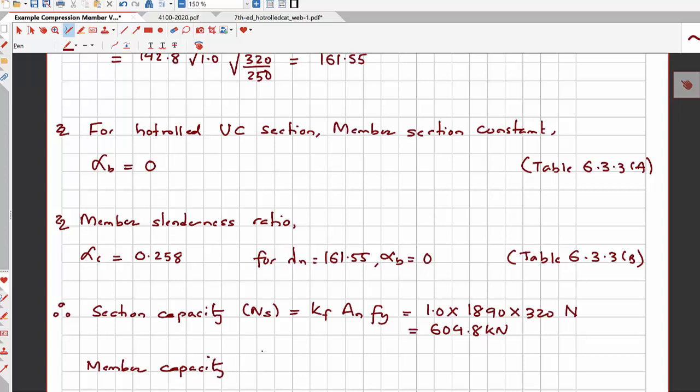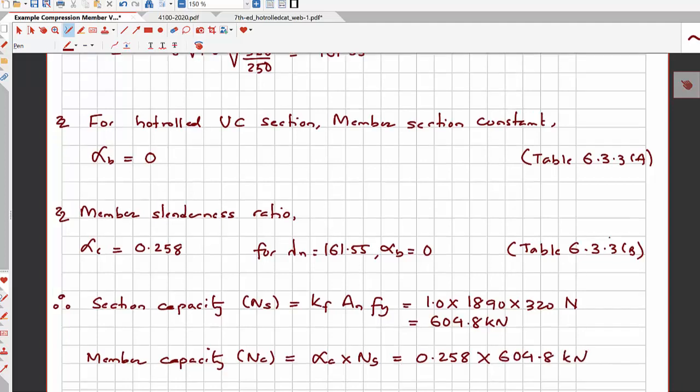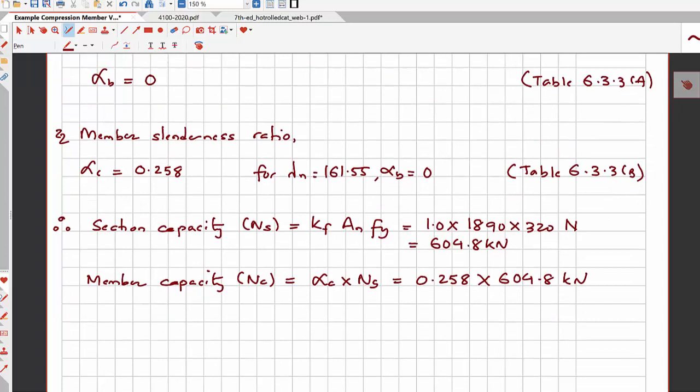Now, where we consider the member buckling into account. So we consider the member buckling using the alpha c factor, and that's multiplied into the section capacity that we just computed. And alpha c we already have found out as 0.258, and this multiplied with Ns, that is 604.8 kilonewton, gives us Nc as 156.04 kilonewton. And now, of course, that is the critical one, and this is your capacity.